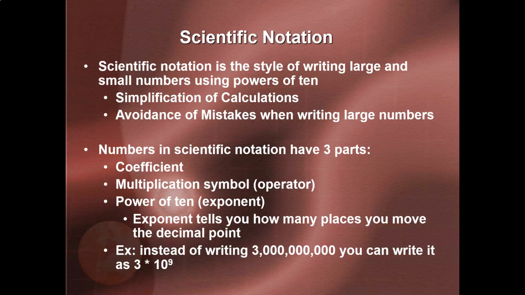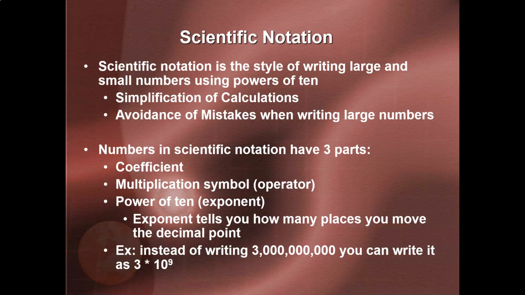In a power of 10, as I told you before, we have 3 different parts. One is called the coefficient, then the multiplication symbol or operator, and the power of 10 with the exponent. The exponent tells you how many places you move the decimal point to the right or to the left. You will move the decimal point towards the right when you're making the number bigger, for example, 10 to the 9th. You will move the decimal point to the left when you're making the number smaller, for example, 10 to the minus 9th.